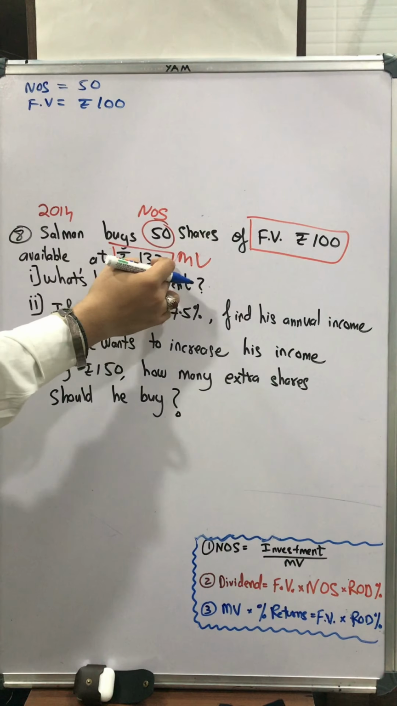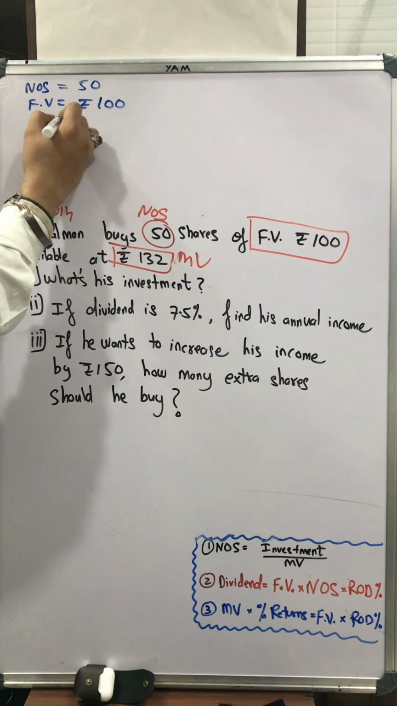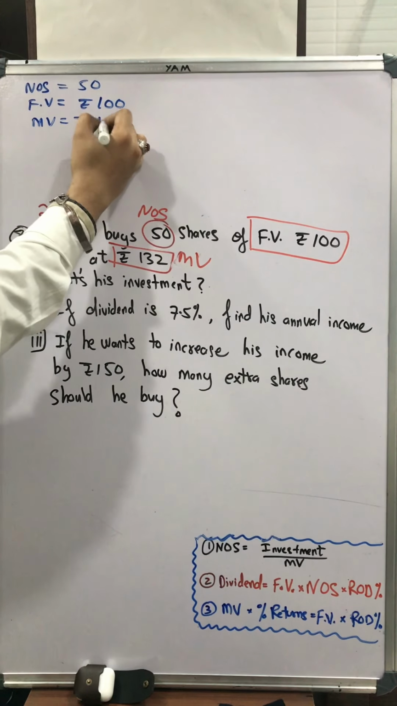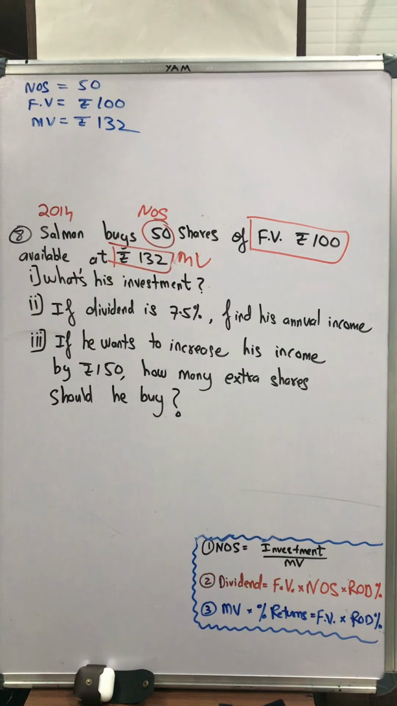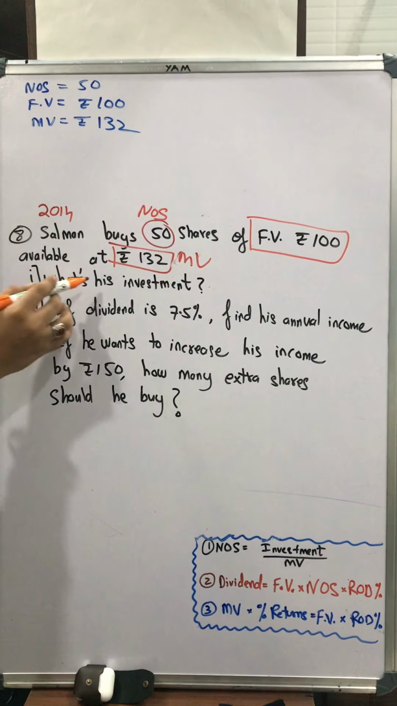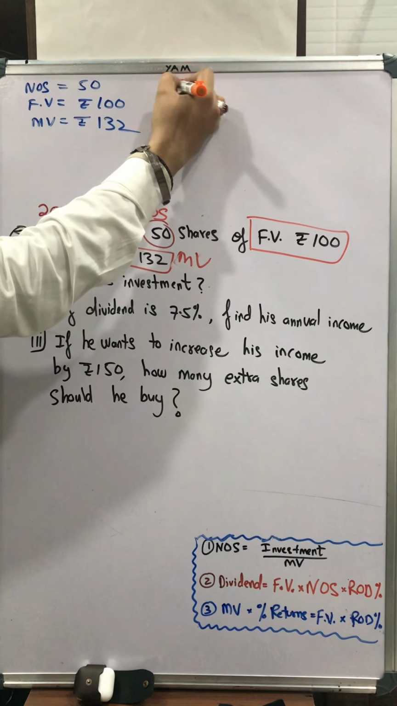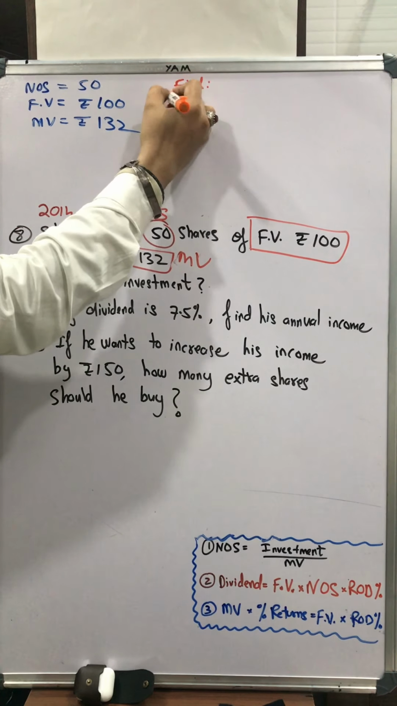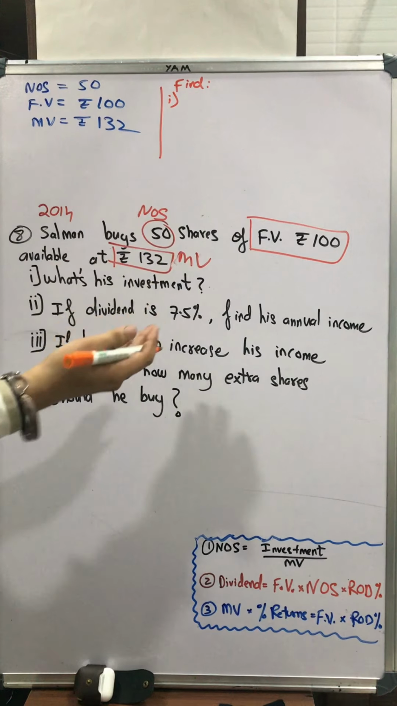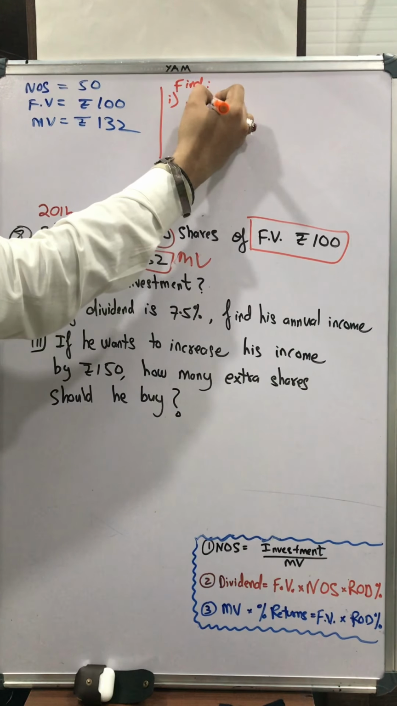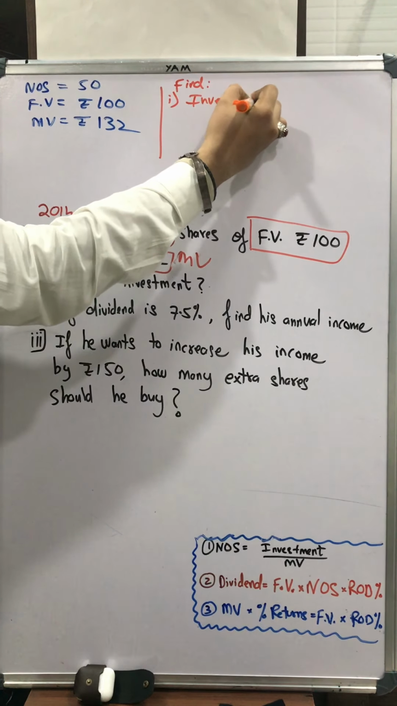Available at market value 132. So market value is rupees 132. Great. Now let's see what is asked. What is his investment? Okay, we need to find his investment. So whatever things are asked, I'll write here. Find first Salman's investment, his investment. So in short form, I'll just write here investment.